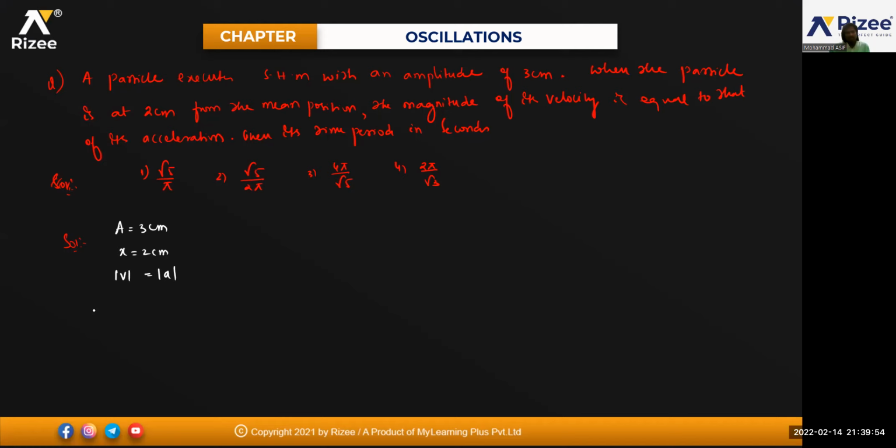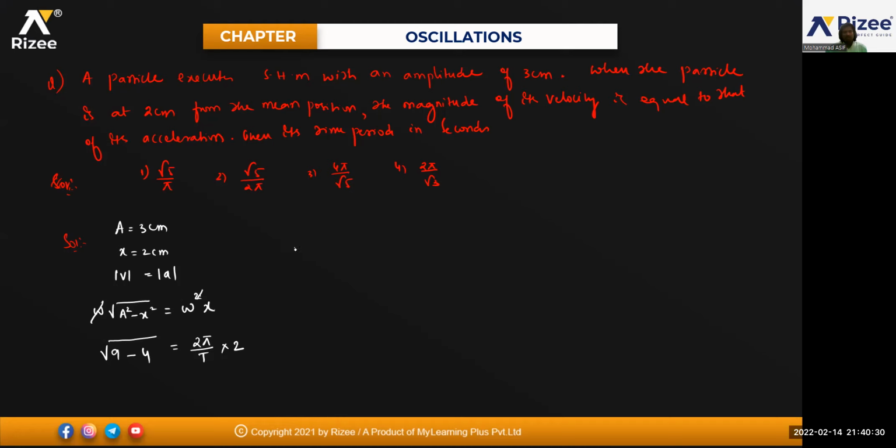Okay, so velocity will be equal to omega under root of a square minus x square, is equal to the magnitude of acceleration, omega square into x. This omega and this omega square will get cancelled, beta. So that is under root of a square minus x square. Then time period is asked. A square is given as 3 square, that is nothing but 9, minus x square, 2 square, that is nothing but 4, is equal to omega, whose value is 2 pi by capital T, into x, which is 2. Okay, so this will be equal to how much, beta?